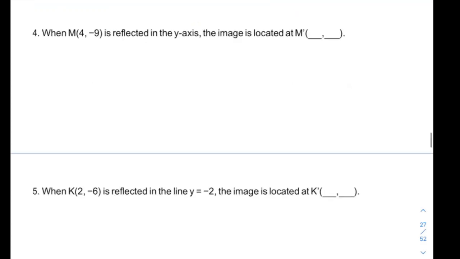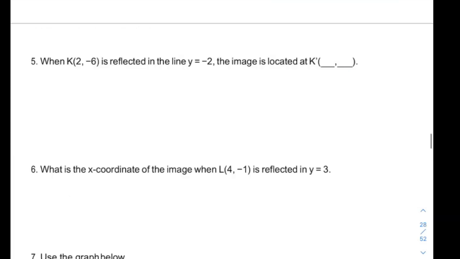When M(4, -9) is reflected in the y-axis, the image will be where? Y-axis, this is the y-axis, so the only change will be with x. That means it will be -x and y. That means this will be -4, keeping the y the same, so (-4, -9).